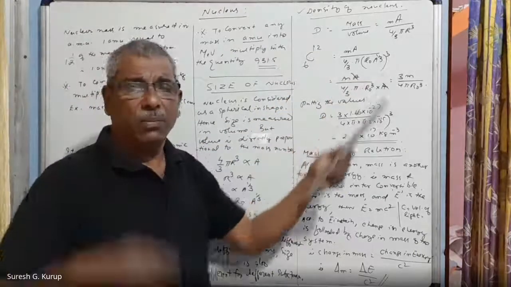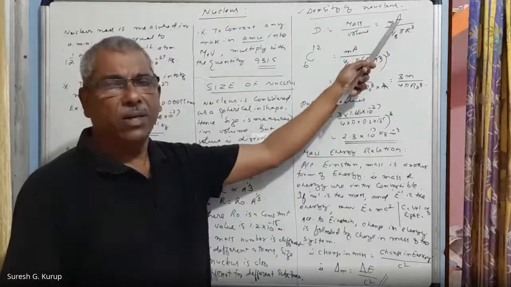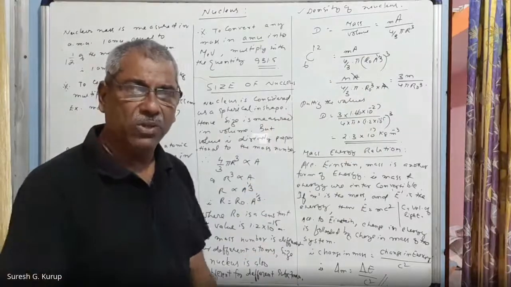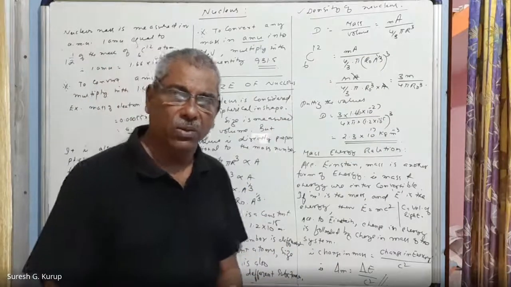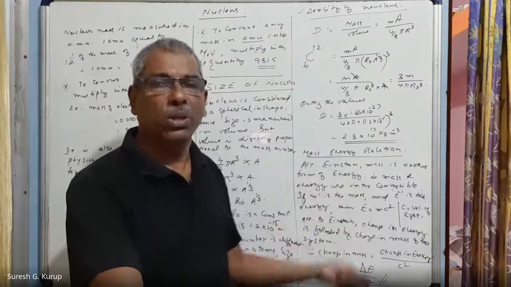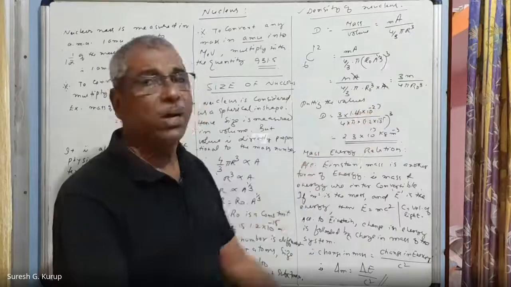Mass is equal to M into A, where M means the mass of each nucleon and A the total number of nucleons present. That means the total mass of the nucleus is equal to the mass of each nucleon into the total number of nucleons. The volume is 4 by 3 pi R cube.